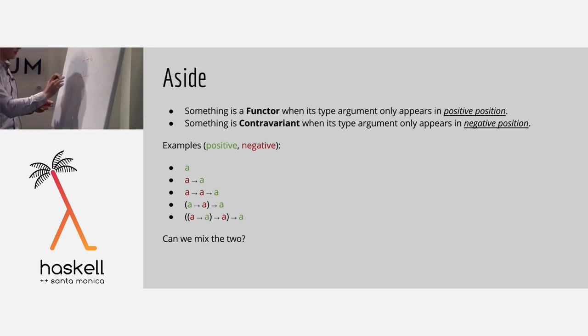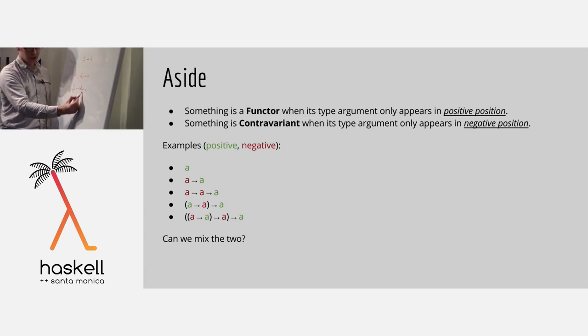Okay, let's do a more interesting example. So we had A to B to C. If I parenthesize like this, this is still positive because it's on the right-hand side still. But this has changed, right? So in this case, B is negative because it appears on the left-hand side of one function arrow, which is this one.